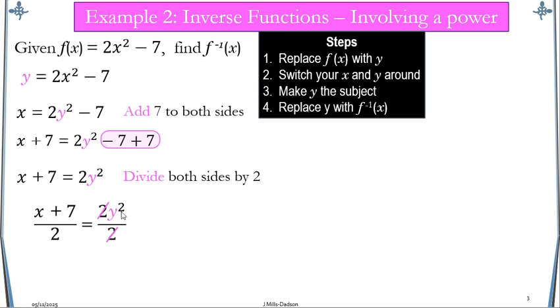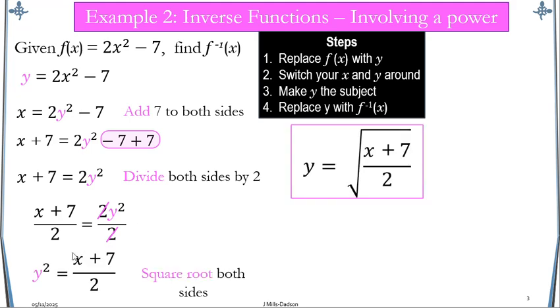We are looking for y, not y squared. And the inverse of a square is the square root. Square root of both sides. So we're going to have y is equal to the square root of the whole lot, x plus 7 over 2. So we've done step 3.